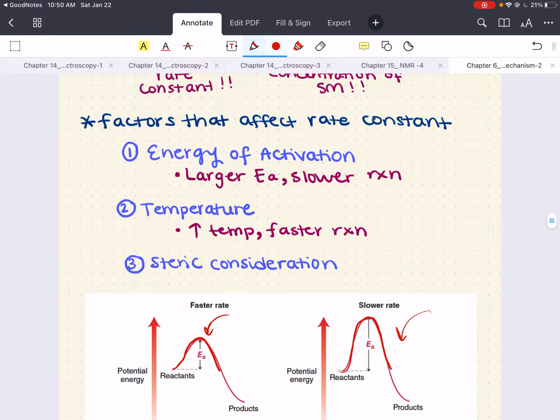Now, another factor that affects your rate constant is temperature. The higher the temperature, the faster the reaction. And the third thing that is going to affect your rate constant is steric consideration. We're actually going to get to this a little later around chapter 7, but these are the three things that are going to affect your rate constant.